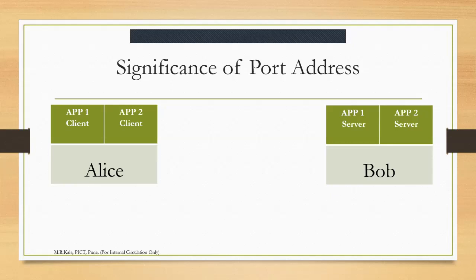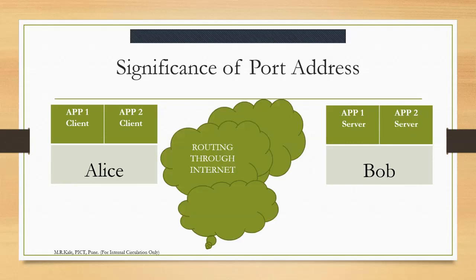Now the two requests from Alice have to reach Bob separately. There is an internet or web in between. So obviously the routing process will be followed, and through the routing process, the app1 request and app2 request will go to app1 server and app2 server. But on the whole, it looks like Alice is sending two different requests to Bob. So main task is to successfully deliver those two requests from Alice to Bob.